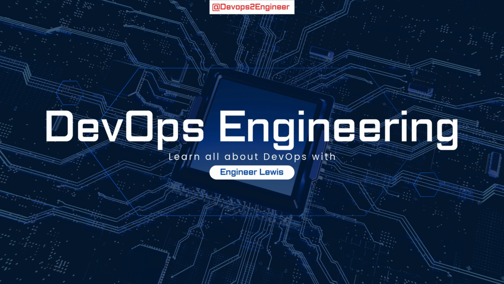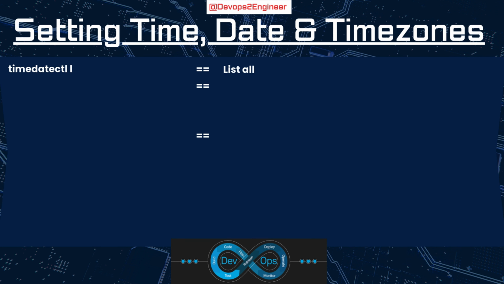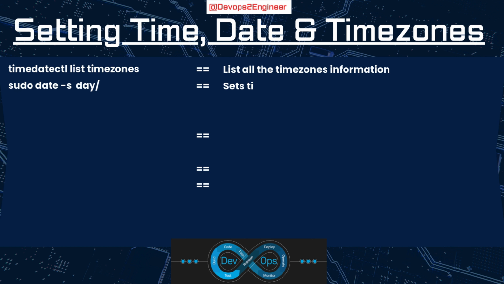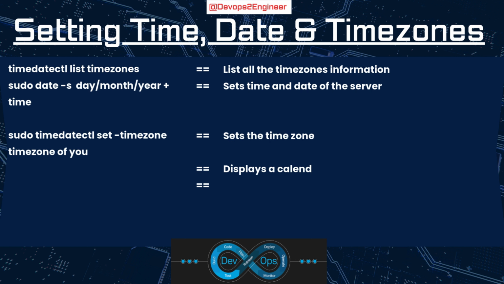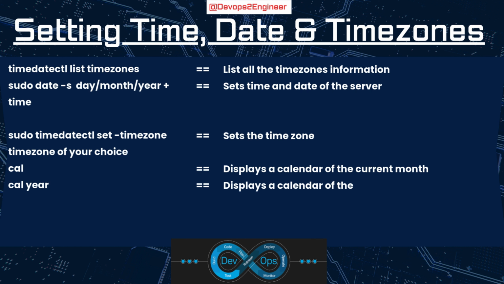In today's video, we'll be learning about how to set time zones, dates, and time. timedatectl list-timezones lists all the time zones information available. sudo date -s with the day, month, year plus time sets the time and date of the server.